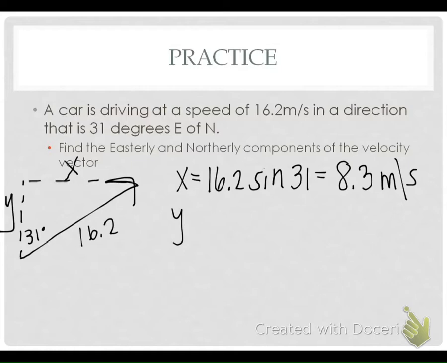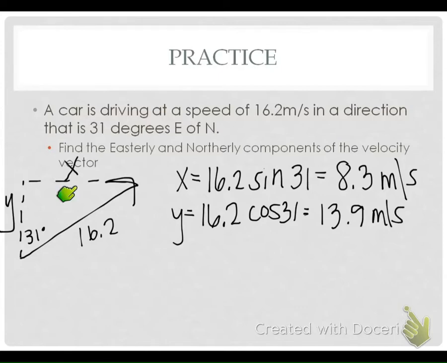All right? So to find y, we're going to take our hypotenuse times cosine of 31. You got 13.9. And what are the units then? Meters per second. Good. Okay, can we put a direction with these? Yeah. So what should they be for the x? East. East, and for the y? North. All right, good, very good.